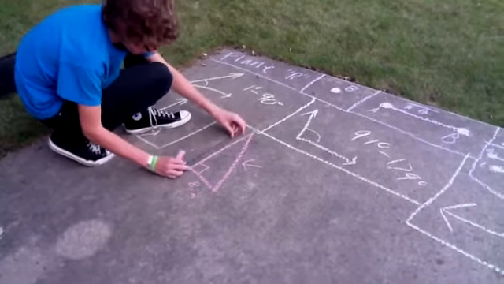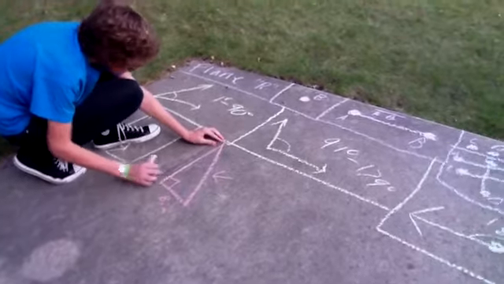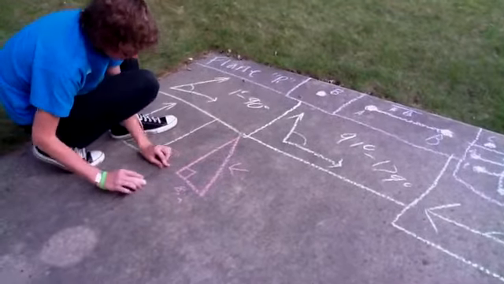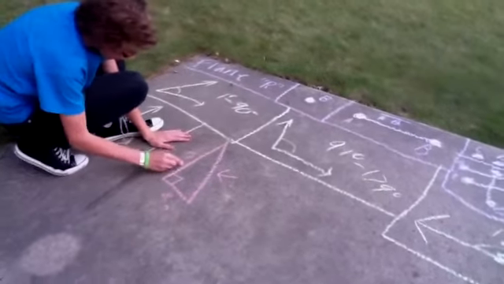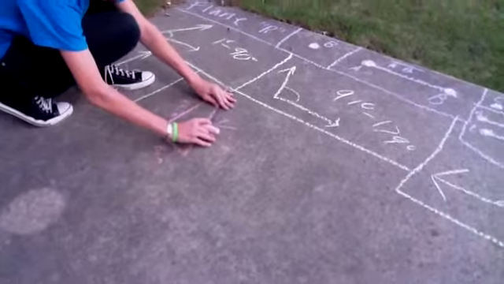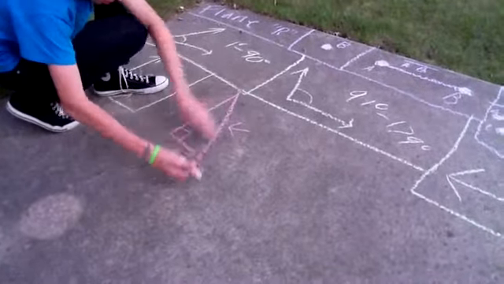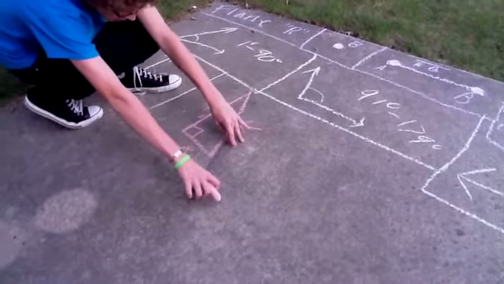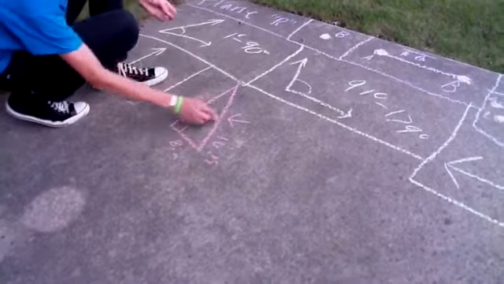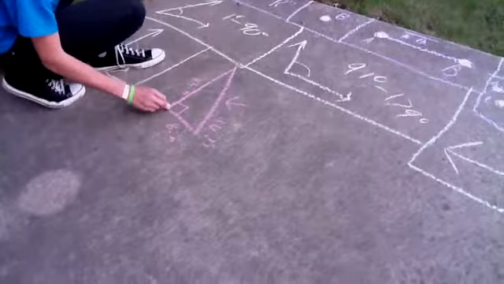This one is 13.5 inches, and then this one is 16.5. So this is definitely the hypotenuse because it's the longest side, and it's also opposite of the right angle.